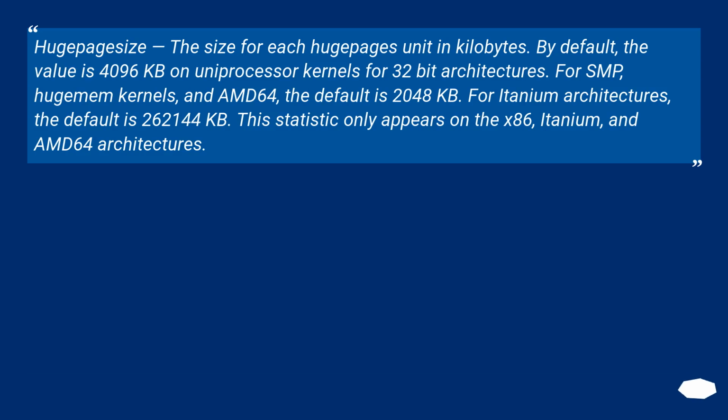Hugepagesize, the size for each huge page unit, in kilobytes. By default, the value is 4096 kilobytes on uniprocessor kernels for 32-bit architectures. For SMP, hugemem kernels, and AMD64, the default is 2048 kilobytes. For Itanium architectures, the default is 262,144 kilobytes. This statistic only appears on the x86, Itanium, and AMD64 architectures.